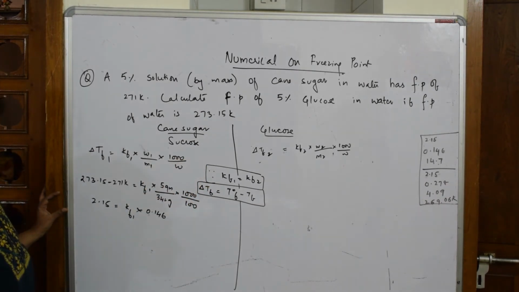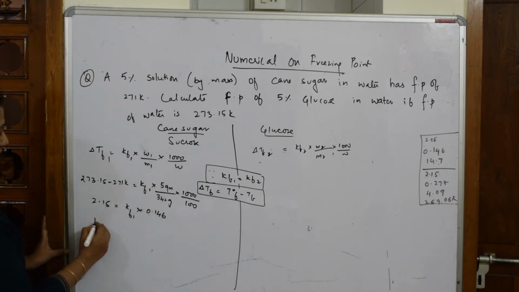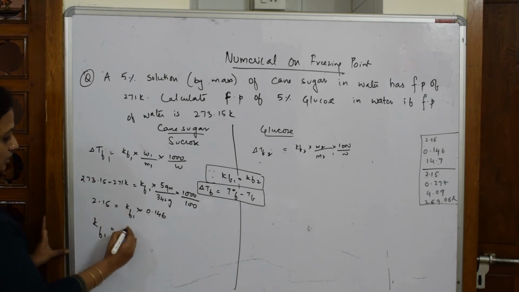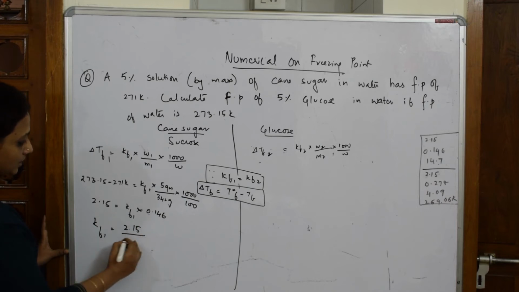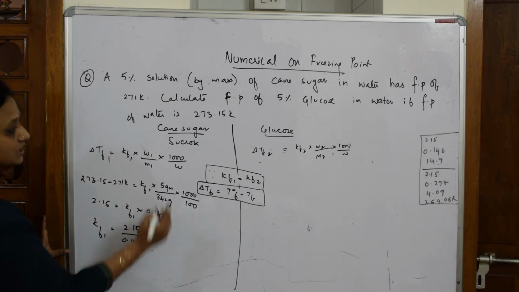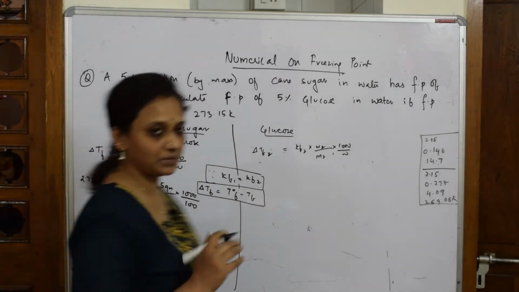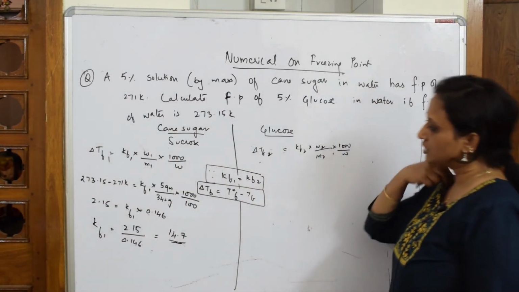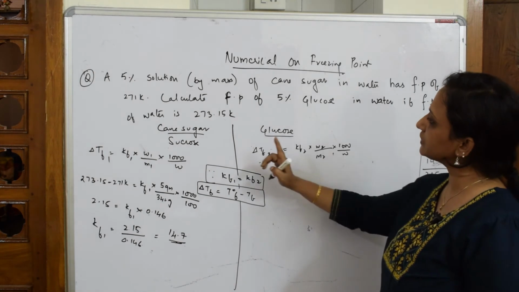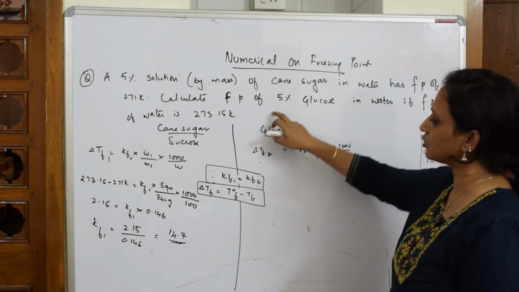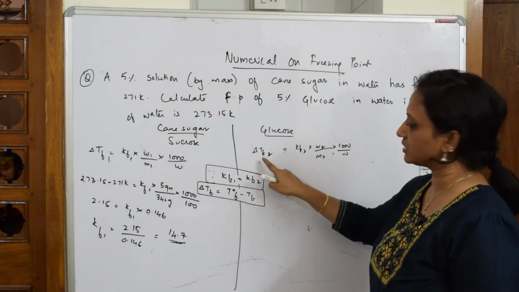Just multiplication. KF1 is equal to 2.15 divided by 0.146, which comes to 14.7. Okay, this part is over. I'm gradually completing the numerical. Now what did I say I have to find? I have to find the freezing point of the glucose solution.